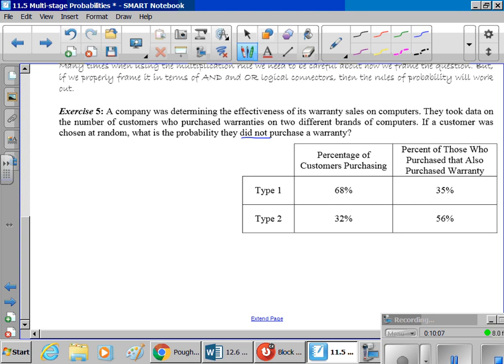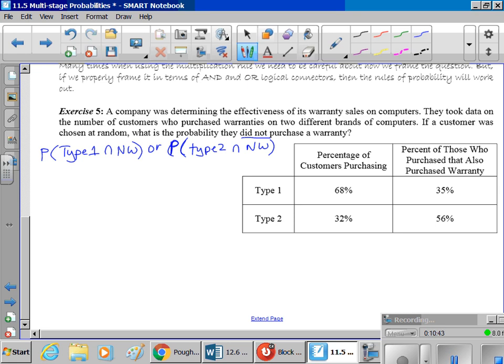So what do we need to know? So there's two different computers here. So we need to know the probability of buying the type 1 computer and no warranty, or, oops, I need a P there, probability of buying the type 2 and no warranty. So sometimes when we just take it and put it into words and translate it, all of a sudden it becomes a little clearer. So the type 1 and no warranty.